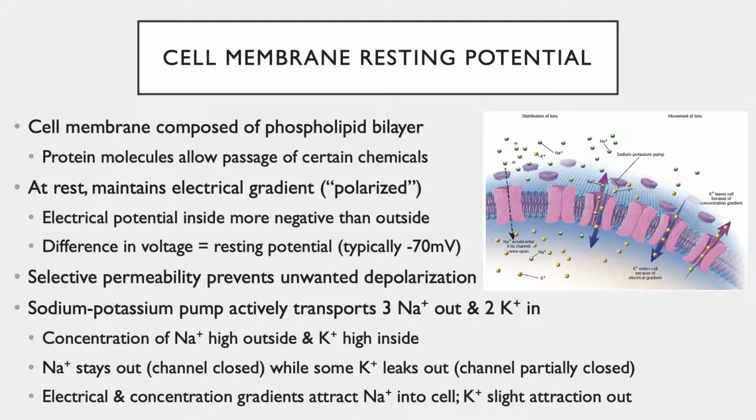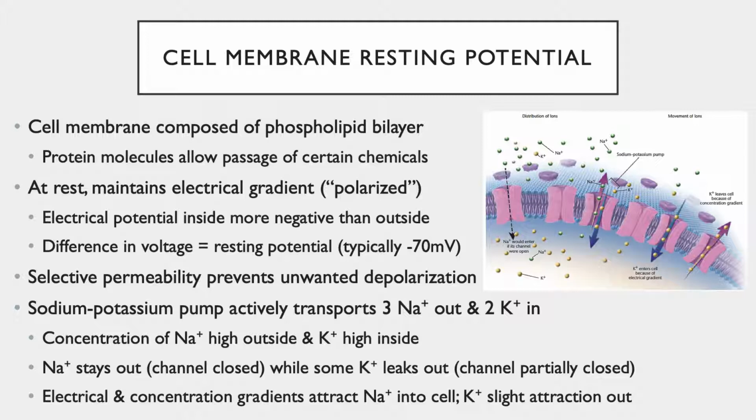At rest, the cell membrane maintains its electrical gradient, and we call that polarized. So at rest, the neuron is polarized. That means that the electrical potential inside of the cell is more negative than outside of the cell. The difference in voltage varies across neurons, but the resting potential on average is typically around -70 millivolts, though it could go anywhere from about -40 to -90 millivolts.